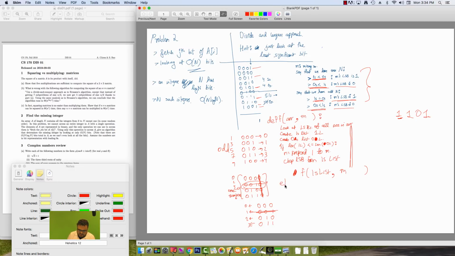And that same thing you can do for else, which is prepend 0 to m in this case, and then chop LSB from 0's list. I went over the example for 0's earlier, which was 0, 2, 4, 6. Then it becomes 1, 2, 3, and 4. Sorry, it becomes 0, 1, 2, 3, right? So it's the same problem, except one of the numbers is missing. And then this whole thing applies inductively. So chop LSB from 0's list, and then call f with 0's list, and then the m that you have so far. And that's it.